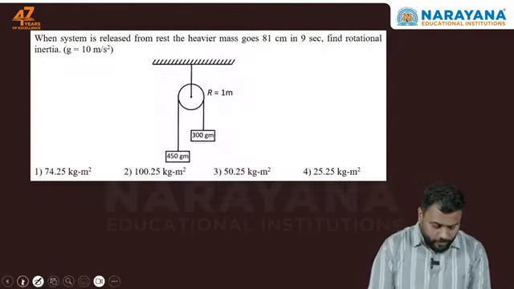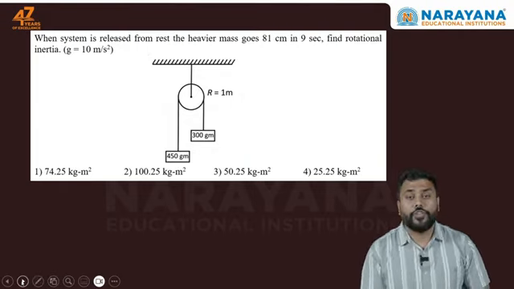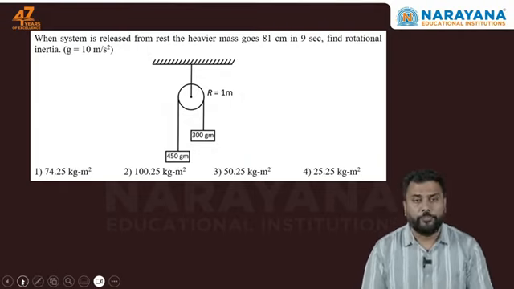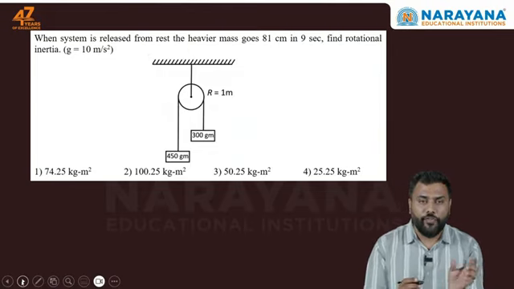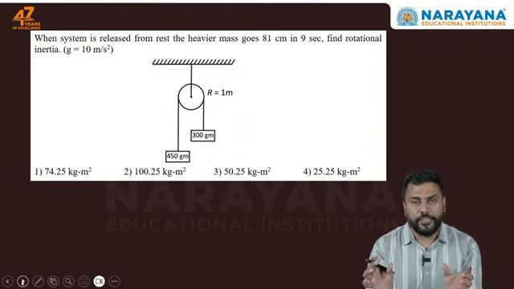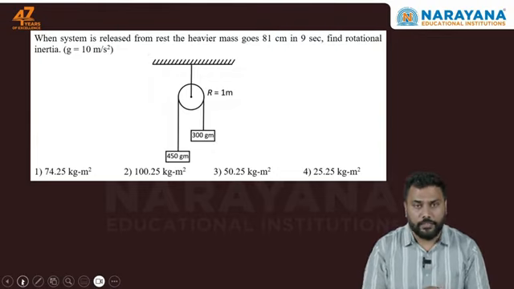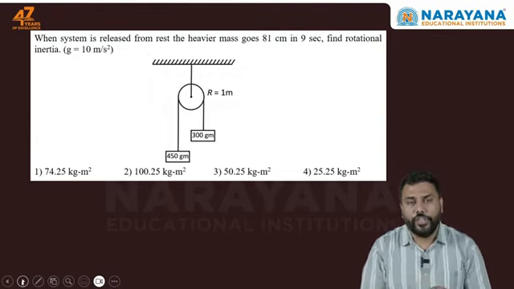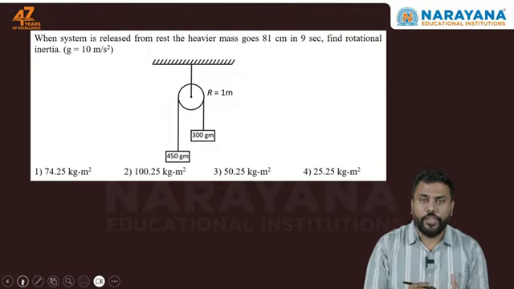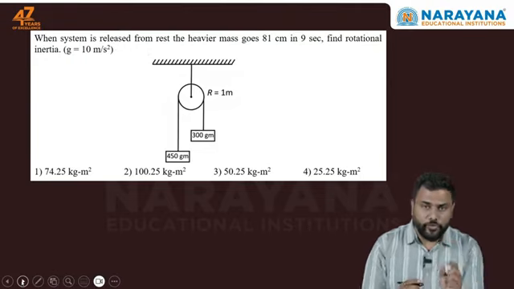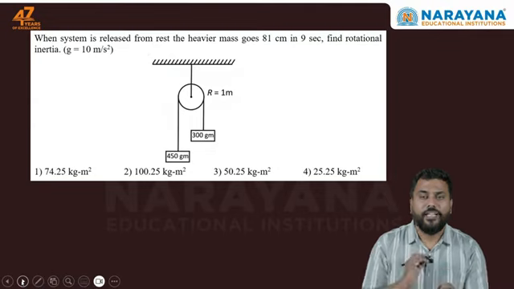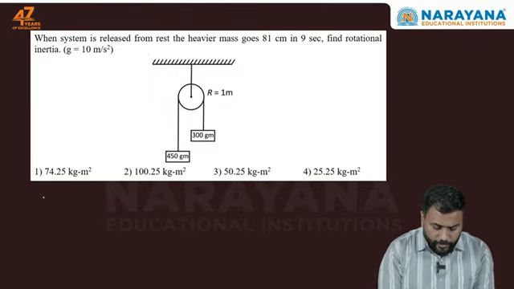Let's see the next question. The next question is involving a little bit of rotation. So we have a system in which two masses, 450 gram and 300 gram, are hanging with the help of a pulley which is having some mass. They are asking the moment of inertia of this pulley. The information available to us is that the heavier mass is going 81 centimeter downward in 9 seconds. So with this information, you can definitely calculate the acceleration of the system.